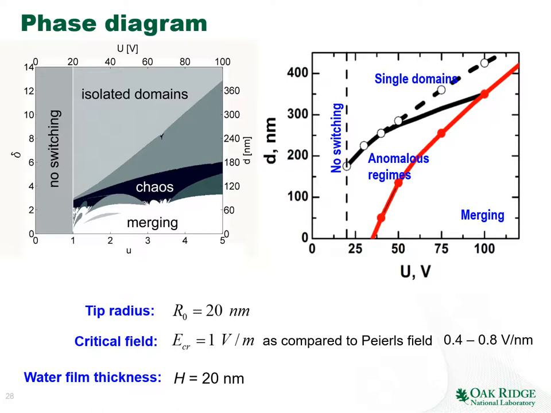So experimentally, if we map this whole behavior as a function of distance between the domain centers and the tip bias, we see the regime of no switching, single domain switching, merging, and the regime of this anomalous dynamics. And if we roughly compare this diagram to this diagram, just on the level of the orders of magnitude, we get the estimate for the critical field necessary to induce switching, which is about 1 volt per nanometer, which is very close to what is called Pyrrhus field in the material, which is about 0.4 to 0.8 volts per nanometer. And this Pyrrhus field is basically just the height of the potential barrier between the unit cells. Furthermore, we get the estimate for the water thickness, which is roughly proportional to the tip radius. So going to this water effect that I mentioned quite a while ago.